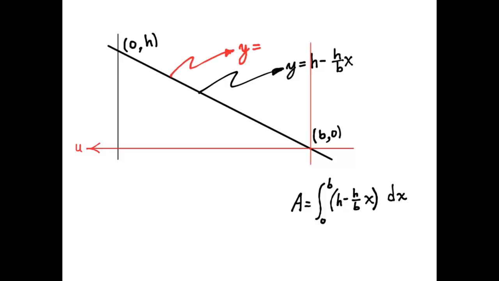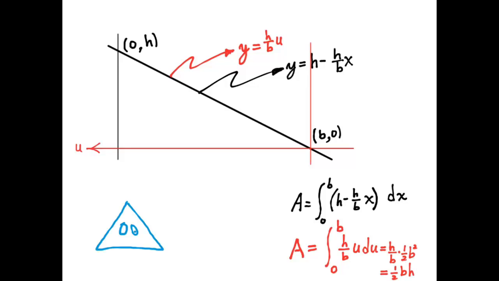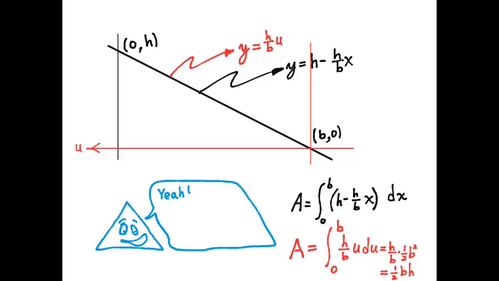The formula for that is going to be y equals h over b times u, and when you integrate that from 0 to b, then you could see in your mind's eye the answer is going to be u squared over 2, and the area is going to turn out to be 1/2 base times height. So do it the easy way instead of the difficult way, and notice this pattern when it comes up.